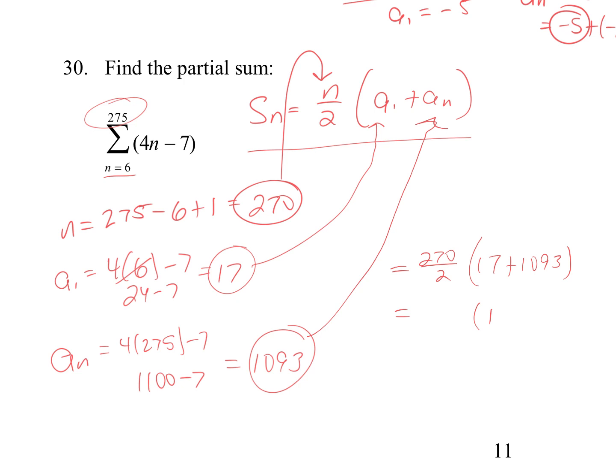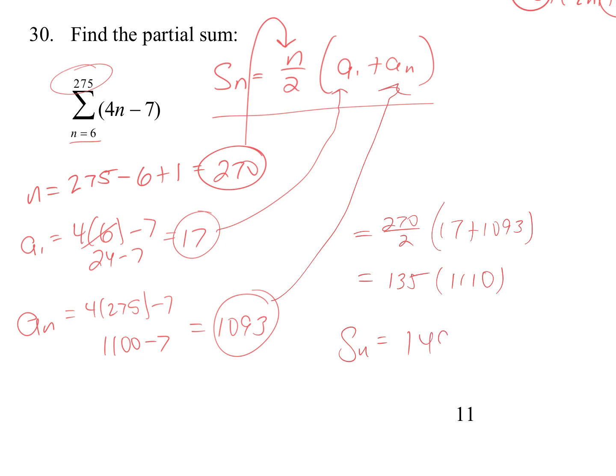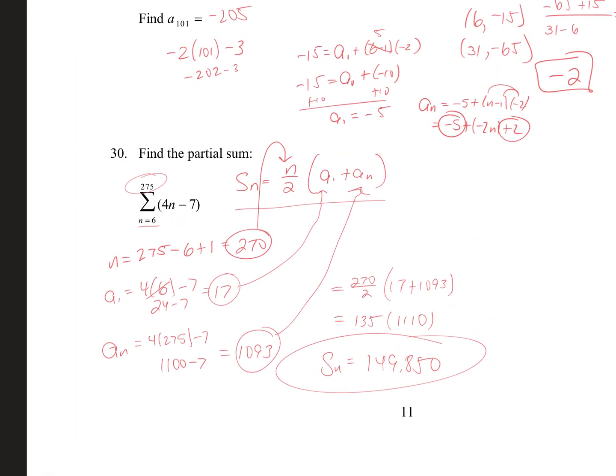What is it? 1110, okay. And then what's 270 divided by 2? 135. All right, and then multiply those together. There you go. There's your sum. Again, though, that formula will be given to you. You just have to know if it's arithmetic or geometric. How did Anthony know it was arithmetic? Because there's no exponent. If it was an exponent, it'd be geometric.